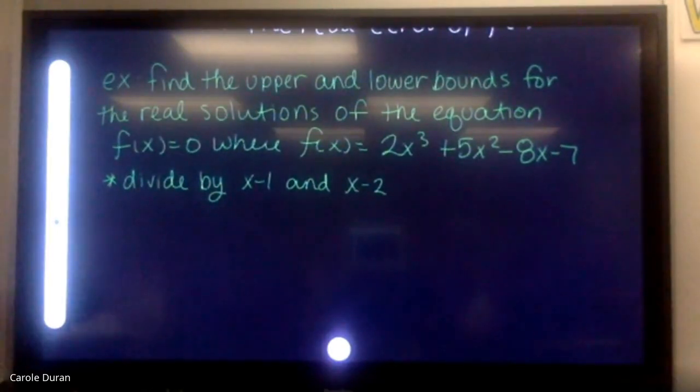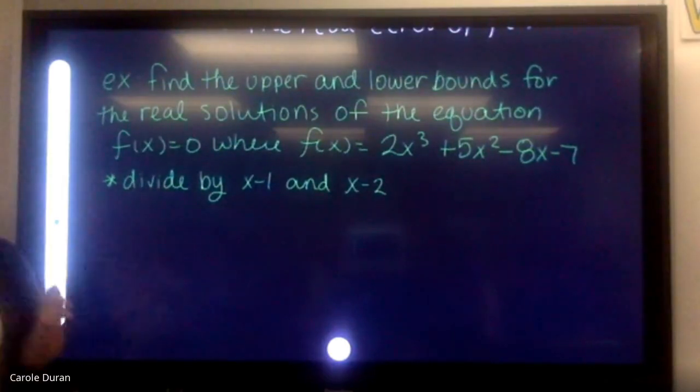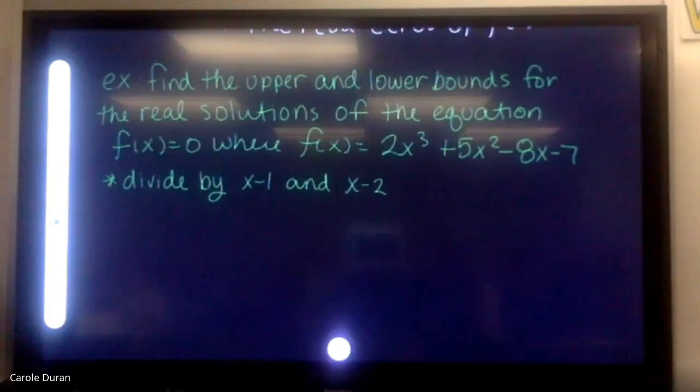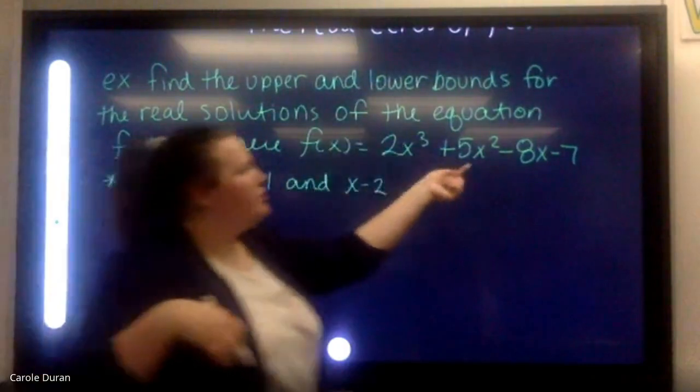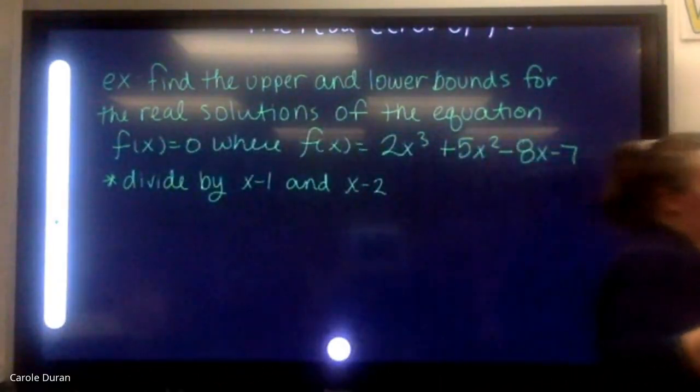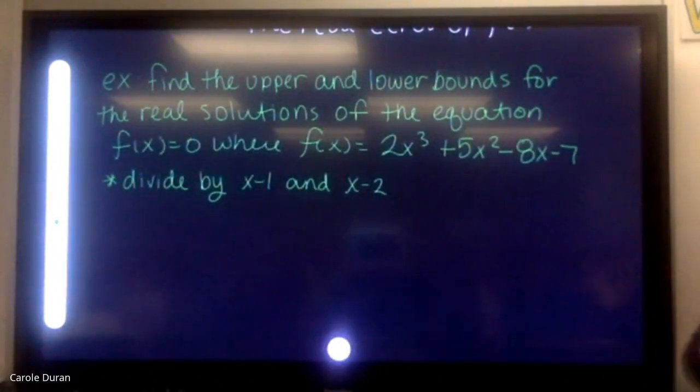Okay. So I'm gonna start by setting up my synthetic division chart. I love synthetic division. This makes me so happy. So when I'm doing synthetic division, what's the first thing I need to check for? Did I skip any terms? Yeah. So I have a 3, I have a 2, I have a 1, and I have a 0. So I'm good to go. I did not skip any terms, so I don't have to fill in any zeros.